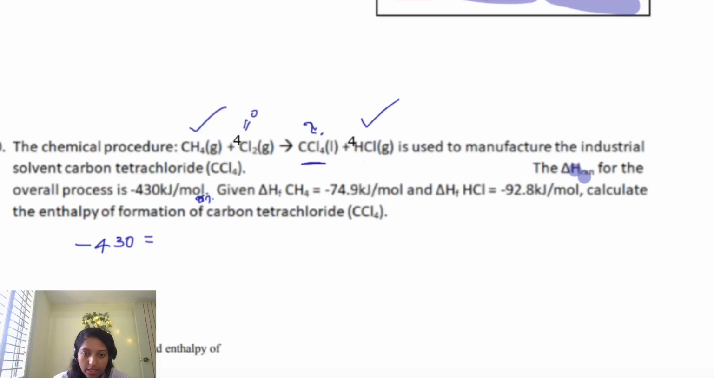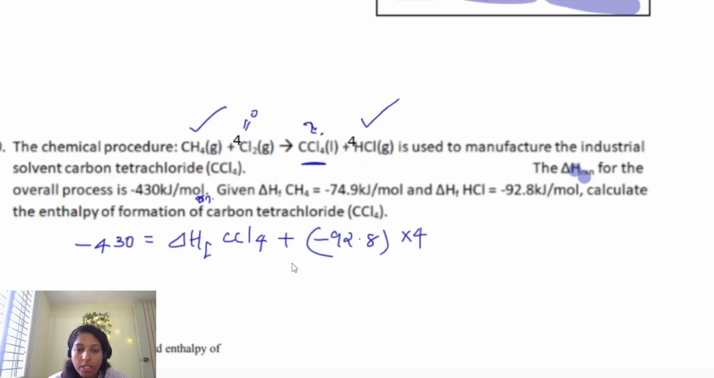So here the products are CCl4, so formation enthalpy of CCl4 plus formation enthalpy of HCl. So HCl, what is the formation enthalpy? Minus 92.8, but that is 4 in number, so you have to multiply with the 4. This is the total formation enthalpies of products minus the sum of formation enthalpies of reactants.